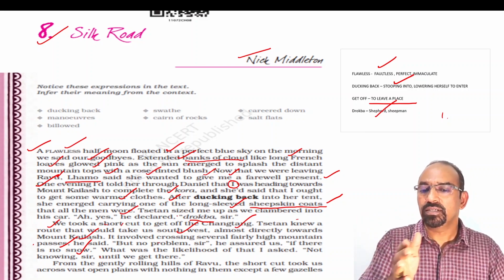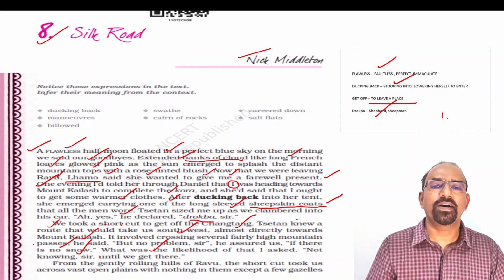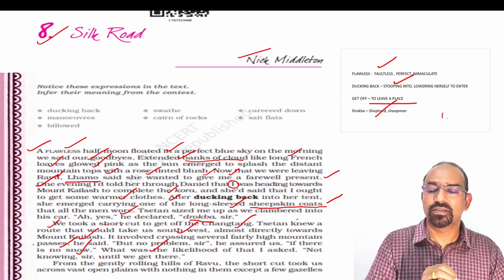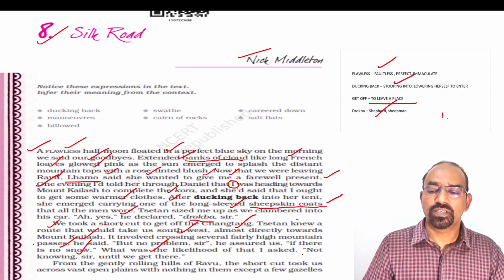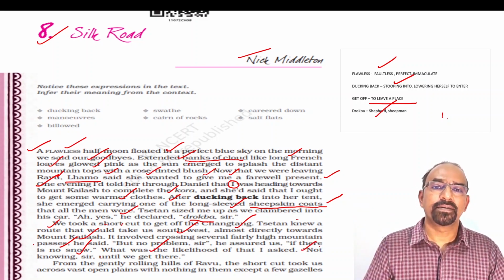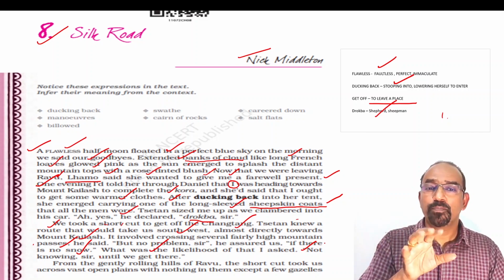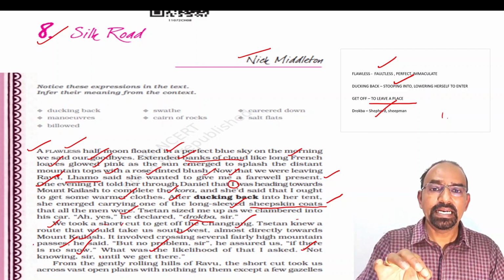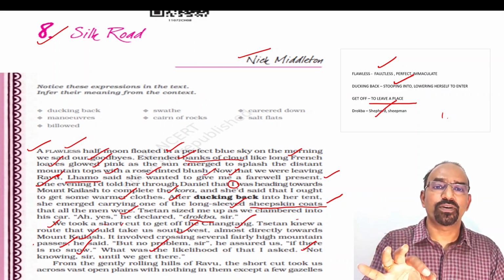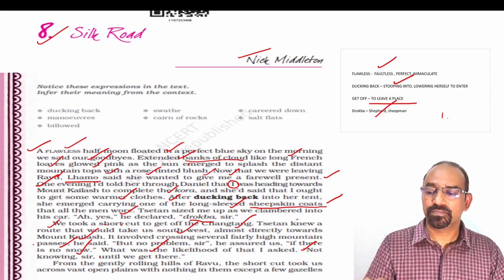Then the writer asked, what was the likelihood of that? I asked, what was the possibility of snow on the road? He said, not knowing, sir, until we get there. The possibility of snow we can't predict now until we reach there. That was the answer from Satan, the driver.